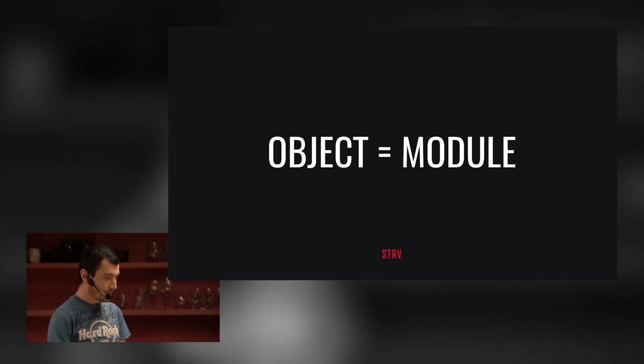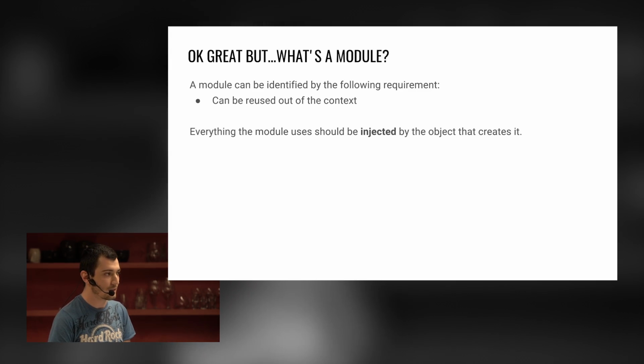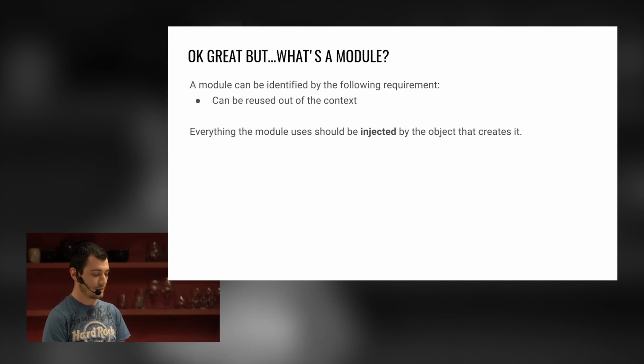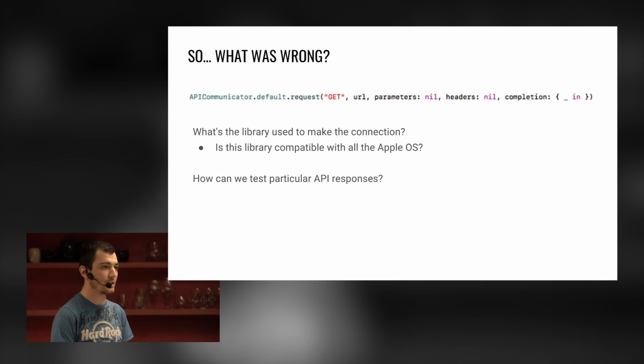If we look more in depth at dependency injection, our object becomes a module. What is a module actually? A module is something that you can reuse everywhere, out of the same context or even out of the same application. You can reuse the component that you created outside of the application where you created it, because it's easy to reuse, you only have to inject the dependencies that it has to have. And so, as I said, the object has to be created with a dependency passed by the object that created it.